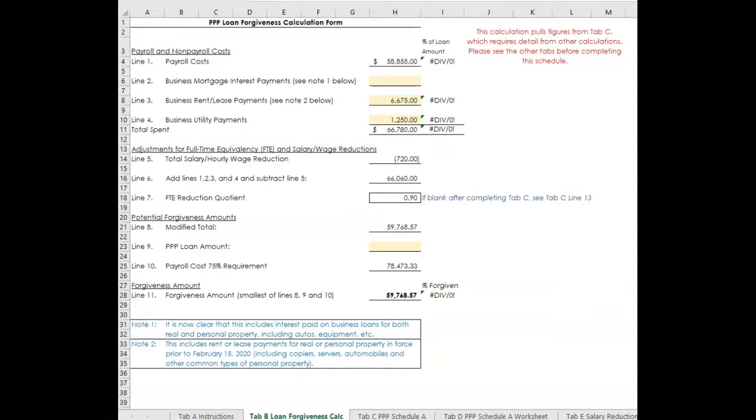In this example, ABC Company spent $66,780 of its PPP loan proceeds, but by not meeting the safe harbor for Susie's hourly payroll and by reducing its full-time equivalents, its loan forgiveness is reduced to $59,769. The remaining several thousand dollars will be repayable to the lender at an interest rate of 1% over the next 2 years.